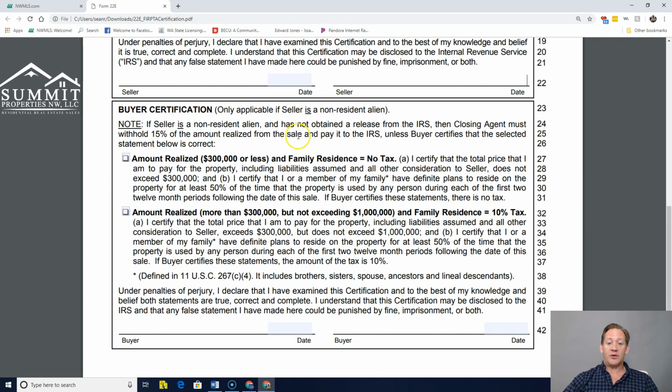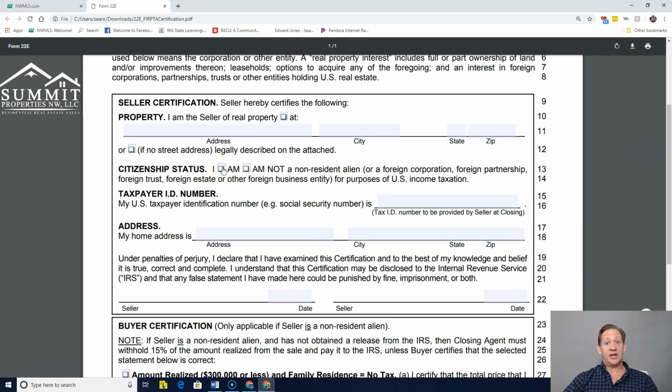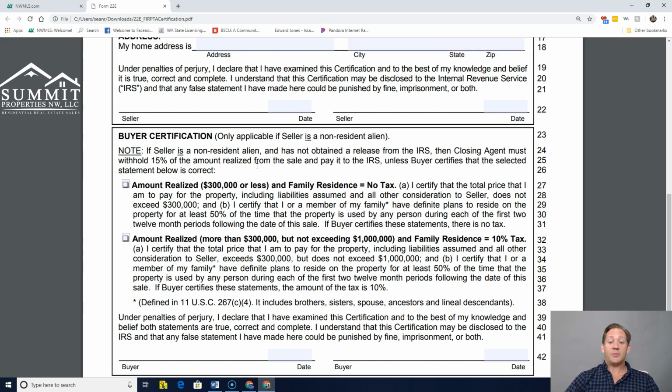And this part down here, this section from up here all the way down to the bottom, is only applicable if the seller is a non-resident alien. So if you checked the am a non-resident alien, then down here you need to check one of these two boxes. And this is the big note. If the seller is a non-resident alien and has not obtained a release from the IRS, then the closing agent must withhold 15% of the amount realized from the sale and pay it to the IRS.